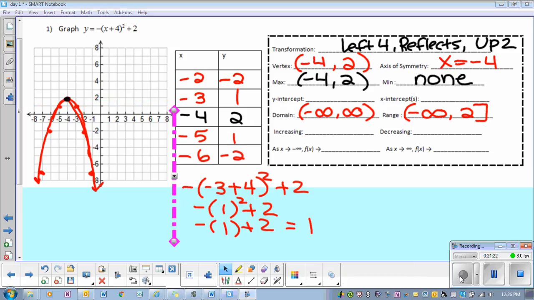Okay, so let's talk about the increasing and decreasing intervals. All right? So for increasing and decreasing, we look at the x numbers, right? The x values. Basically, the easiest way is to draw a vertical line where this graph changes direction, at your axis of symmetry, right?